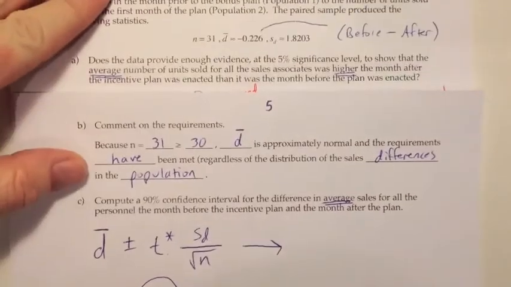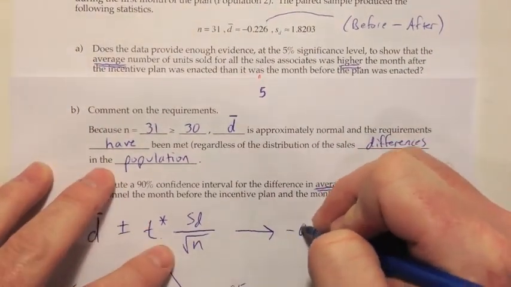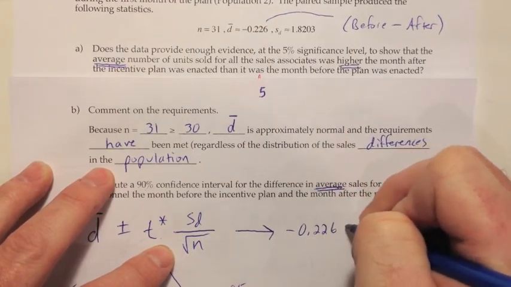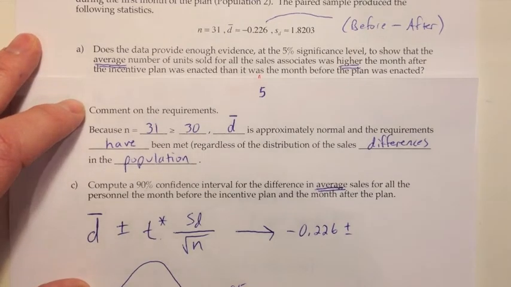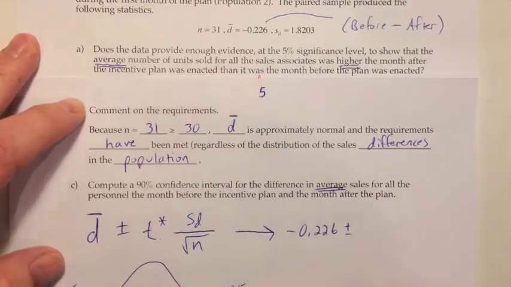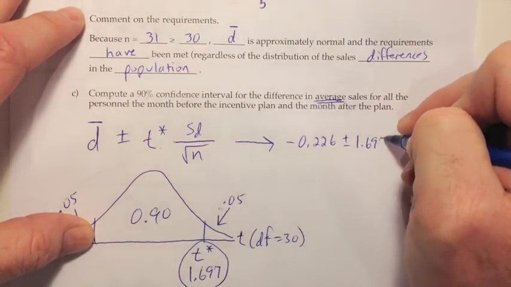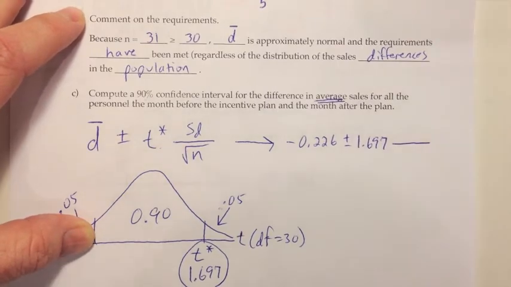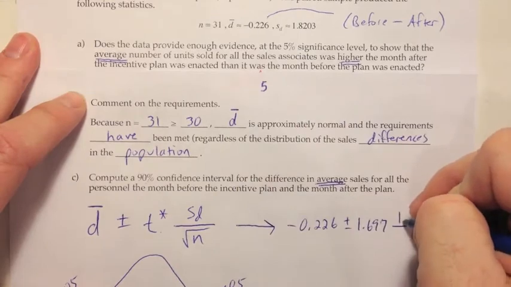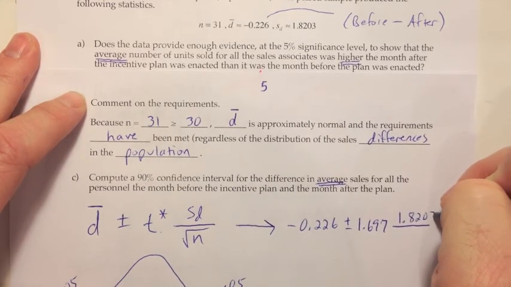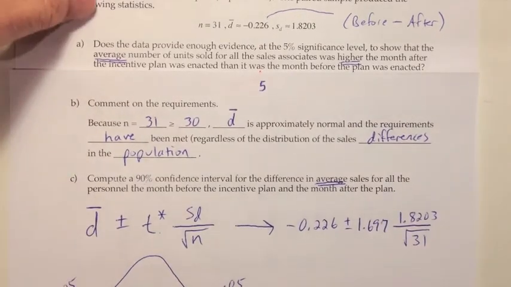So let's see, pulling that other page in one more time. We had our d bar negative 0.226. That was the average difference in our sample, but we don't expect that to be exactly right. So we're going to give ourselves some margin for error. And what we just figured out is we need to give ourselves 1.697 standard deviations worth of room for error. And that will be s over root n, where s is 1.8203 and n is 31. And it's the square root of n that we want right there.